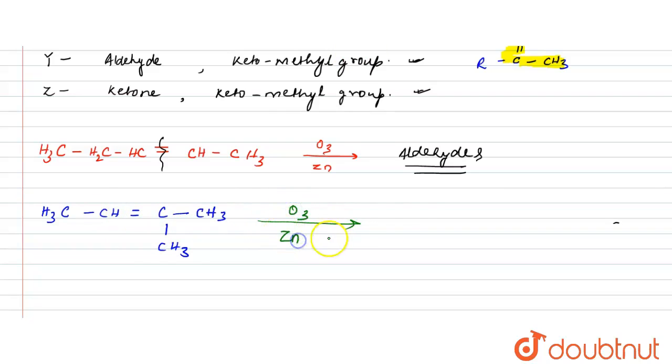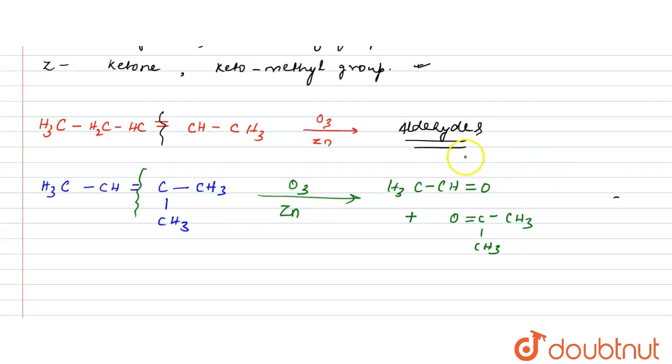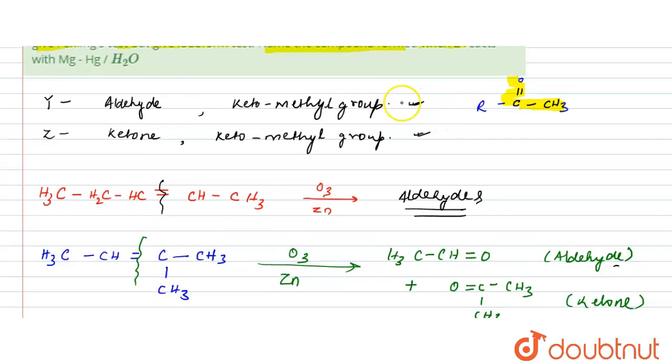So if you do ozonolysis in presence of zinc dust, you will get the formation of H3C-CH double bond O, and along with that you will get C double bond O with CH3. What happens? This bond breaks and double bond O gets attached from both sides. Now here you can see this is the aldehyde, and this is the ketone. So definitely you can say that this is satisfied. Y is an aldehyde, Z is a ketone. But let's see whether they both have a keto-methyl group or not.